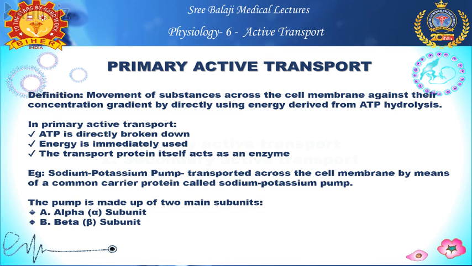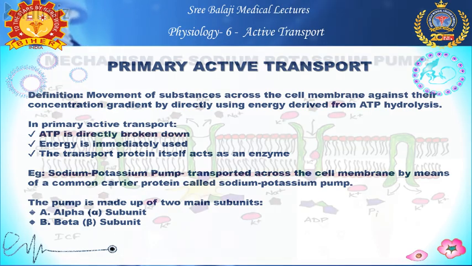It performs the actual pumping action. The functions of the alpha subunit are: it binds sodium ions inside the cell and potassium ions outside the cell. It also binds ATP, has ATPase activity, gets phosphorylated, and undergoes conformational change. Beta subunits give structural support. The beta subunit is smaller. It stabilizes the alpha subunit, helps in proper folding, helps transport the pump to the membrane, and maintains structural integrity. It does not directly pump ions.